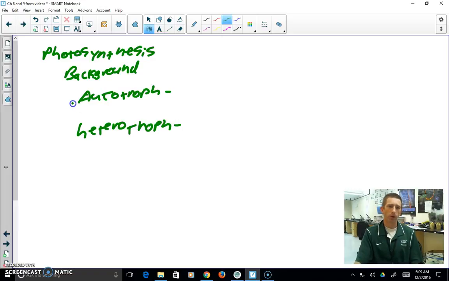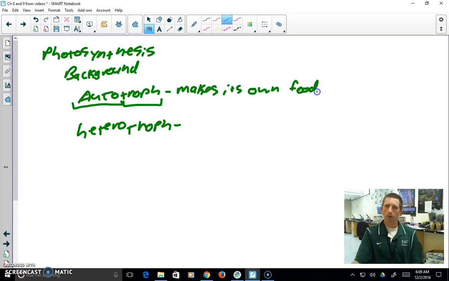So if we break down the word autotroph, we hear the prefix auto, right? Like an automatic transmission. And then troph, I'm not sure exactly what it means. I kind of think of it as trough, like a feeding trough, like food. So I think of autotroph as a self-feeder or self-eater. Basically, the idea is that it makes its own food.